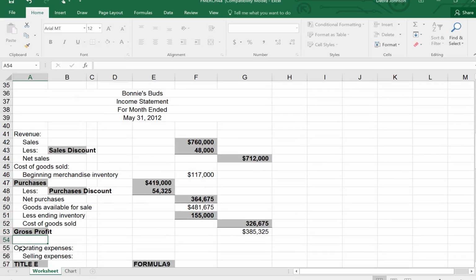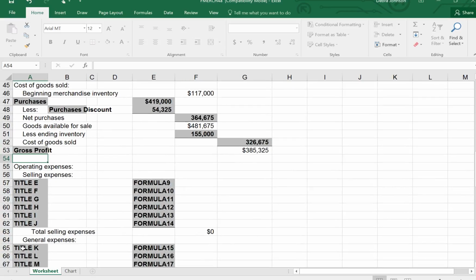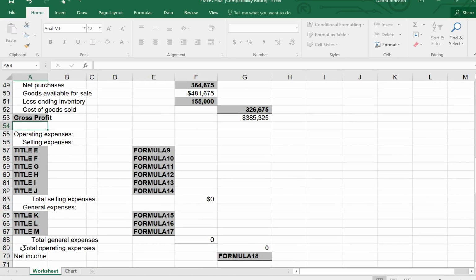You're going to continue along on the income statement. Your next goal will be looking at all the expenses and allocating them either to selling expense or general expense. In general, a selling expense is an expense related to the sales process. A key word in an account would be sales.